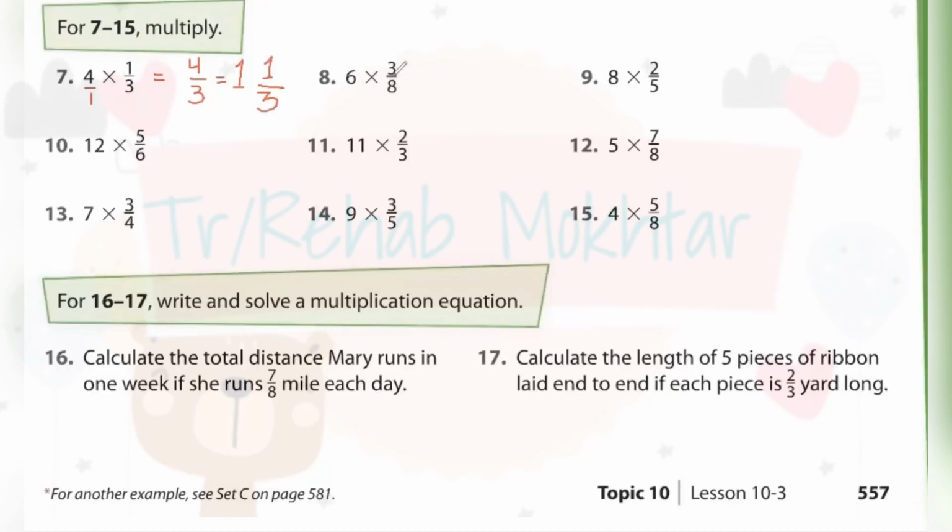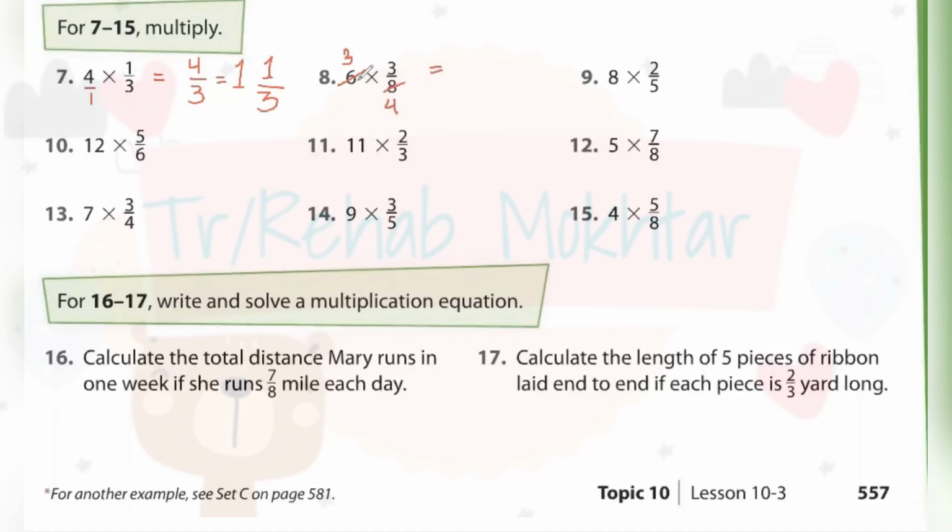Number 8. 6 times 3 out of 8. Is there any common factor between 3 and 8? No, teacher. Is there any common factor between 6 and 8? We said we can simplify the numerator with one of the denominators if I have multiplication. So 6 and 8, both of them are even, and the greatest common factor between 6 and 8 is 2. So I will divide by 2. 6 divided by 2 equals 3, and here 8 divided by 2 equals 4.